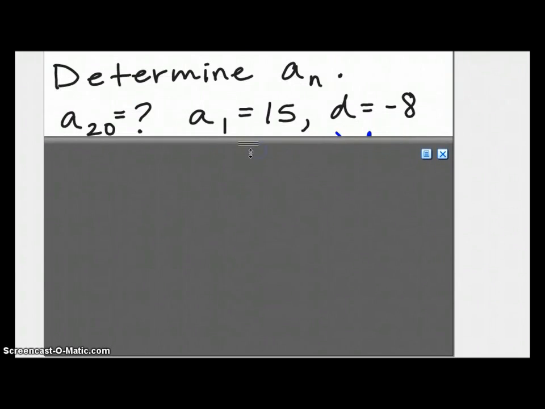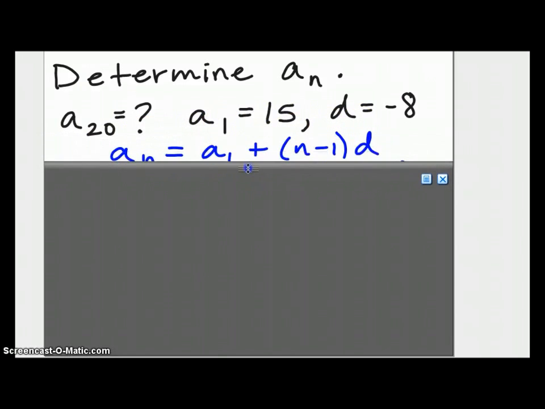And in another format, instead of giving us n straight away, they give us a sub 20. So we're looking for the 20th term, which means that this must be our n value. And we have our first term, and we have our difference. So there's a couple of pieces of information here. This is our 20th term we're looking for. That means n is 20. So that is what we'll put in for n.